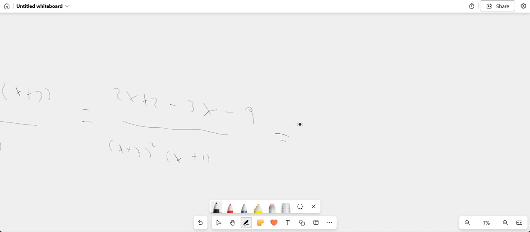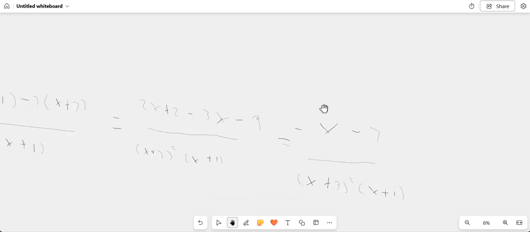Obviously, 2x minus 3x is minus x, and then 2 minus 9 is minus 7. I'm pretty sure we had something similar earlier. And then same thing on the bottom here, x plus 3 squared x plus 1. Alright, cool.